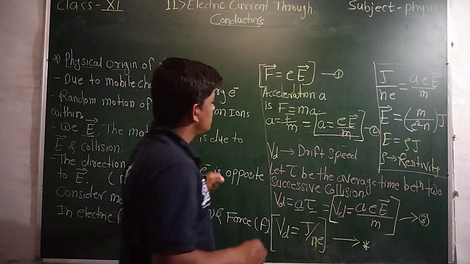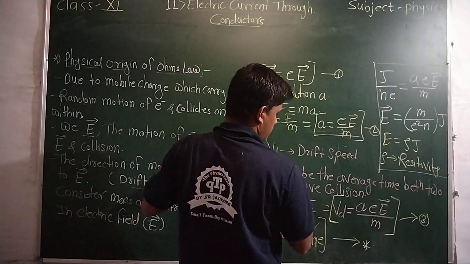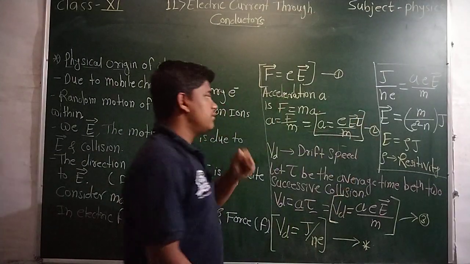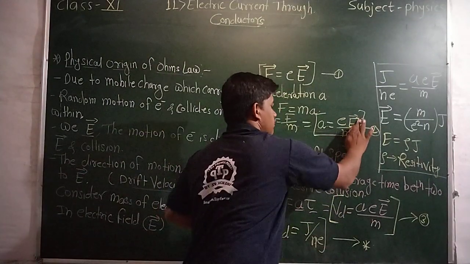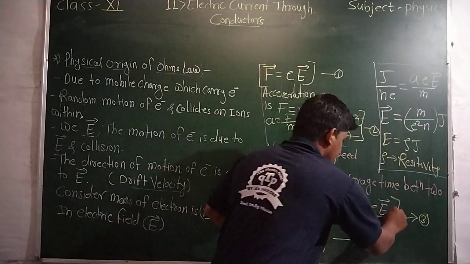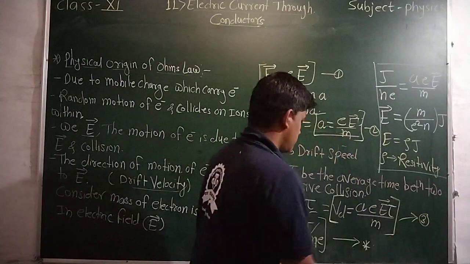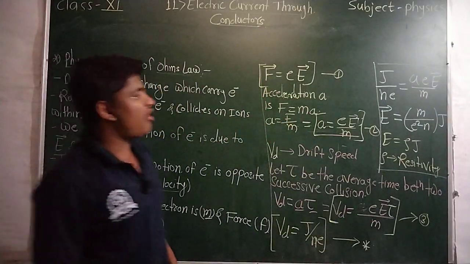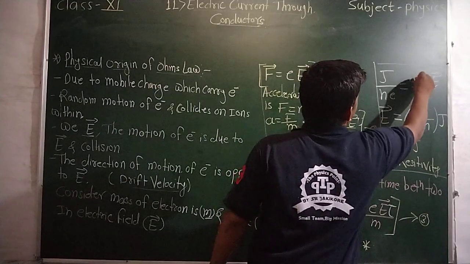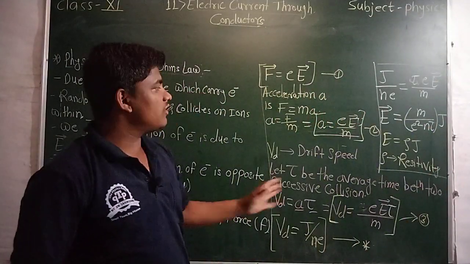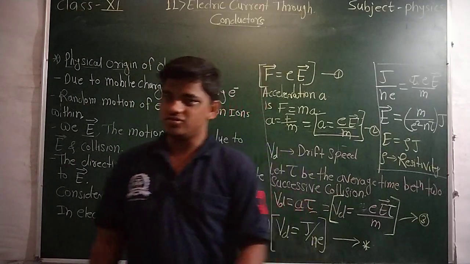Vd is equal to A into tau, and the term missing here is tau, and the acceleration is removed here. This is all about the physical origins of Ohm's law.